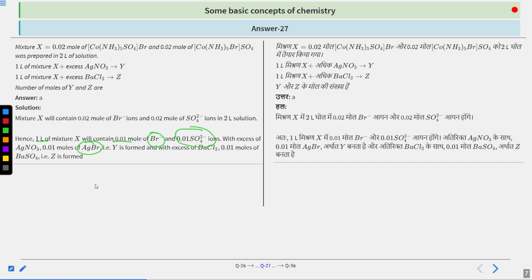So for the first solution, this Br will react with the Ag plus of AgNO3 and give AgBr, and the cation of BaCl2, that is barium 2 plus, will react with SO4 to give BaSO4, barium sulfate, which is again insoluble in water and comes out as a precipitate.